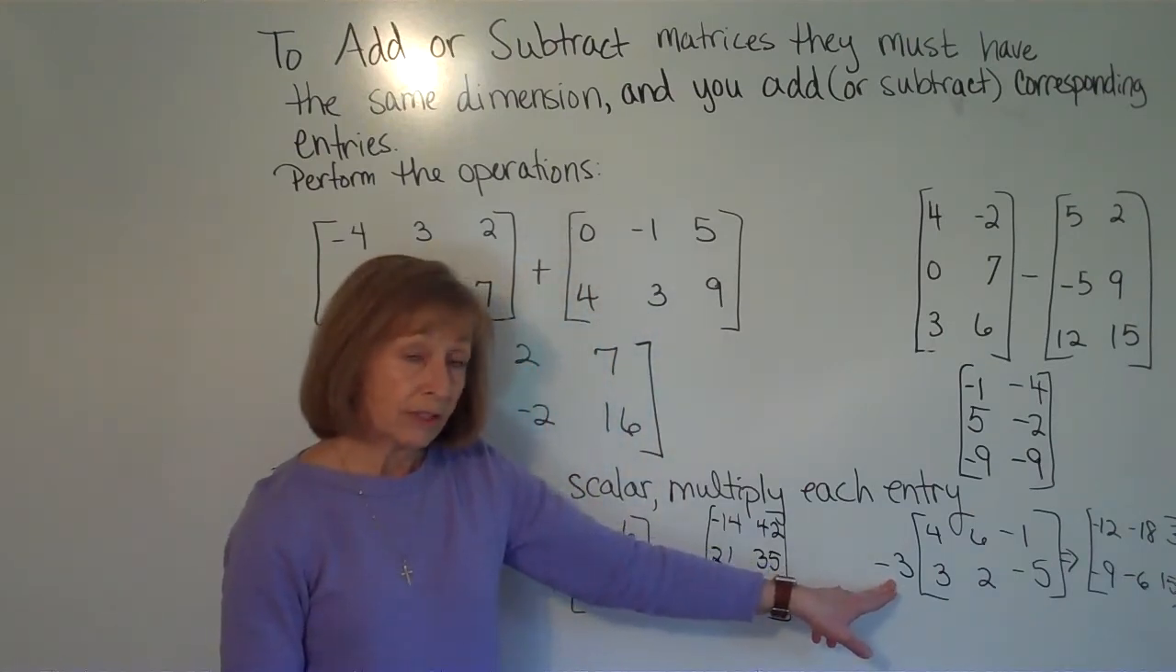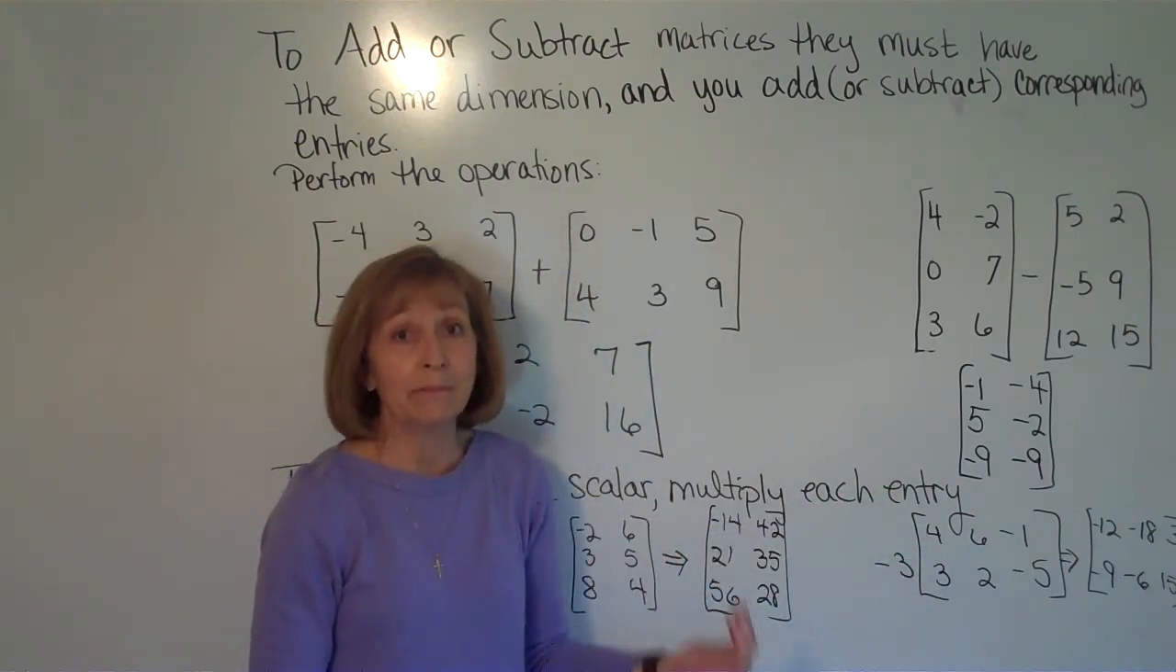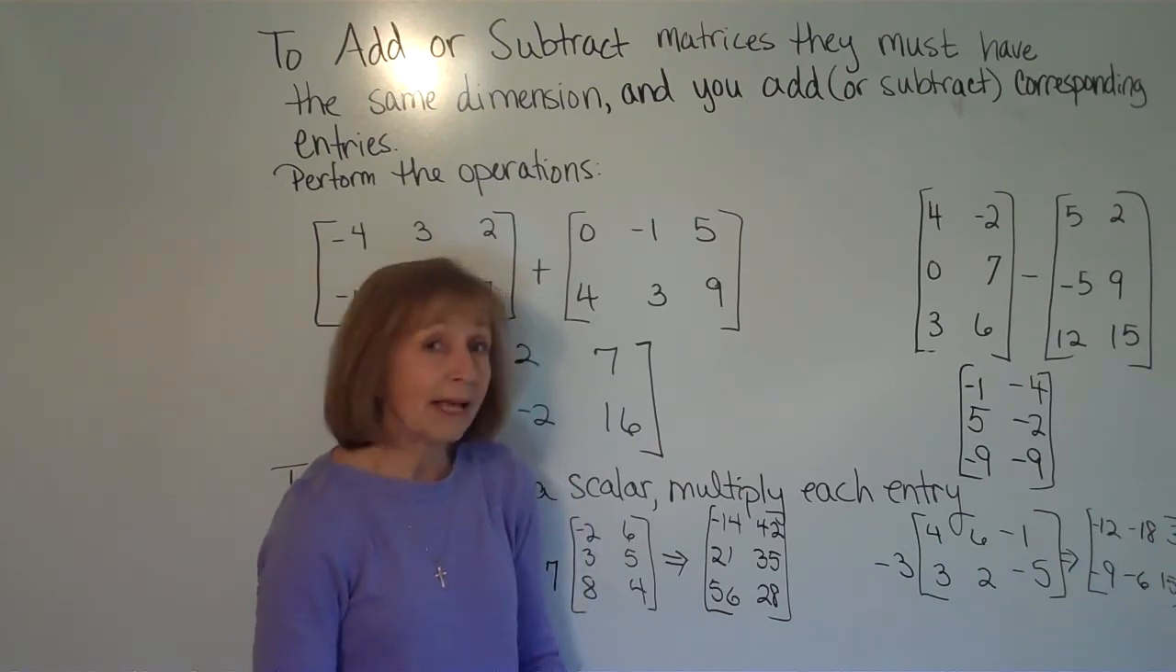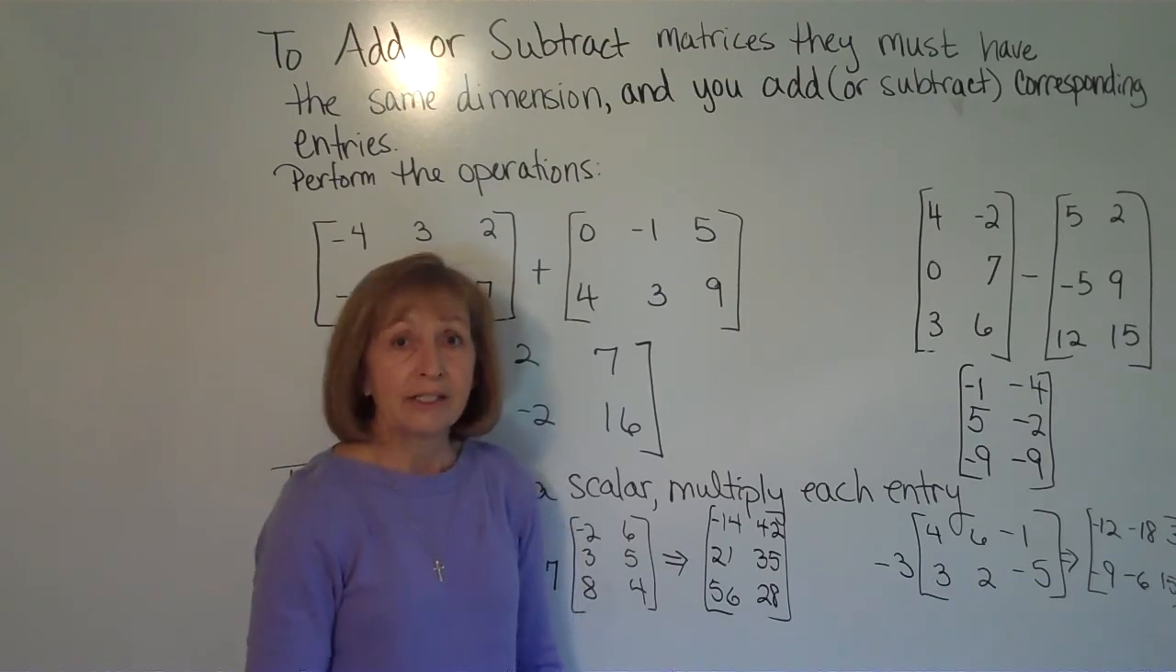So a scalar times a matrix gives you a matrix of the same dimension as the matrix that you multiplied the scalar to. And you just multiply the scalar to each entry to get your result.